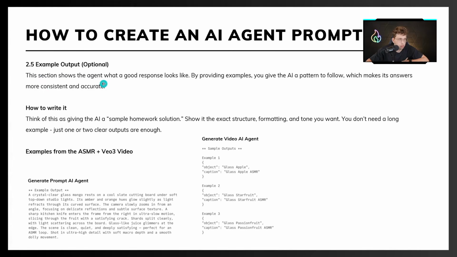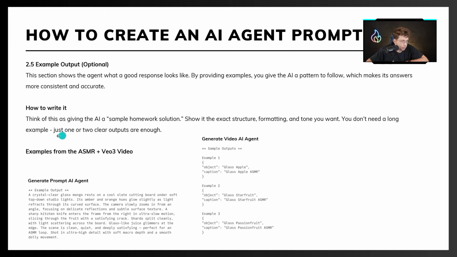So this section shows the agent what a good response looks like by providing examples. You give the AI a pattern to follow, which makes its answers more consistent and accurate. How to write it? Think of this as giving the AI a sample homework solution. Show it the exact structure, formatting, and tone you want. You don't need a long example, just one or two clear outputs are enough.